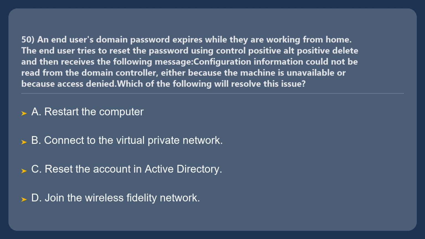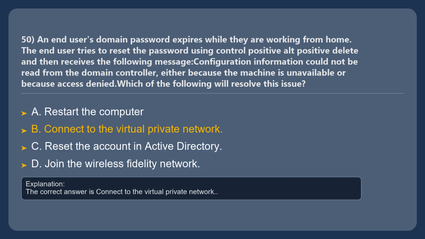Question 50. An end user's domain password expires while they are working from home. The end user tries to reset the password using Ctrl+Alt+Delete and then receives the following message: configuration information could not be read from the domain controller, either because the machine is unavailable or because access denied. Which of the following will resolve this issue? Option A, restart the computer. Option B, connect to the virtual private network. Option C, reset the account in Active Directory. Option D, join the wireless fidelity network. The correct answer is option B, connect to the virtual private network.